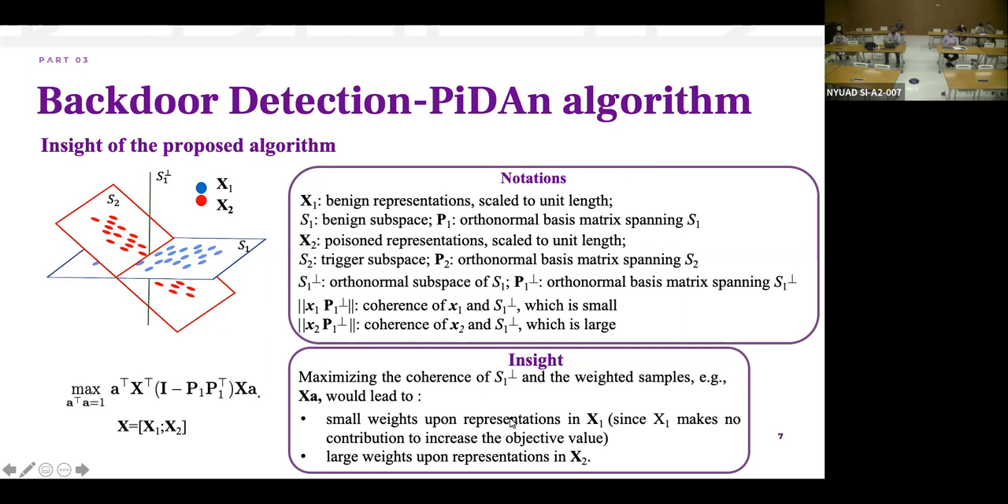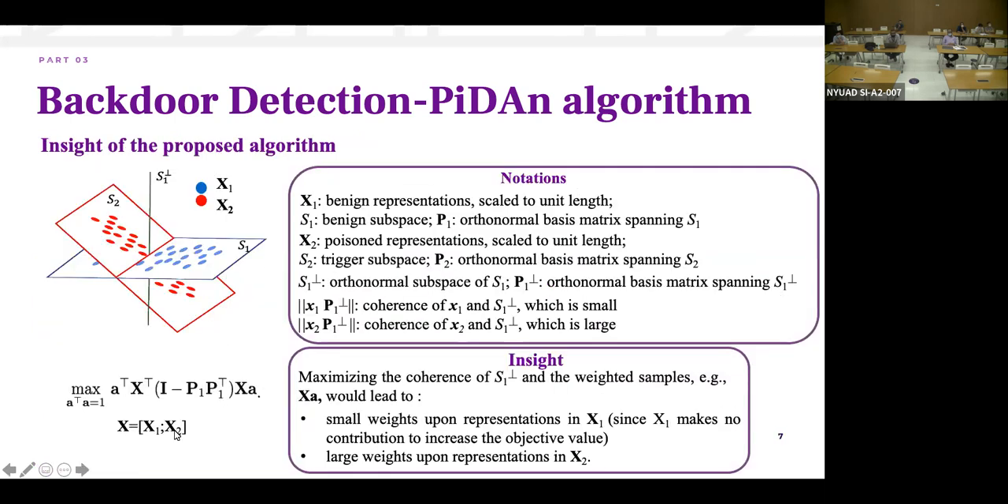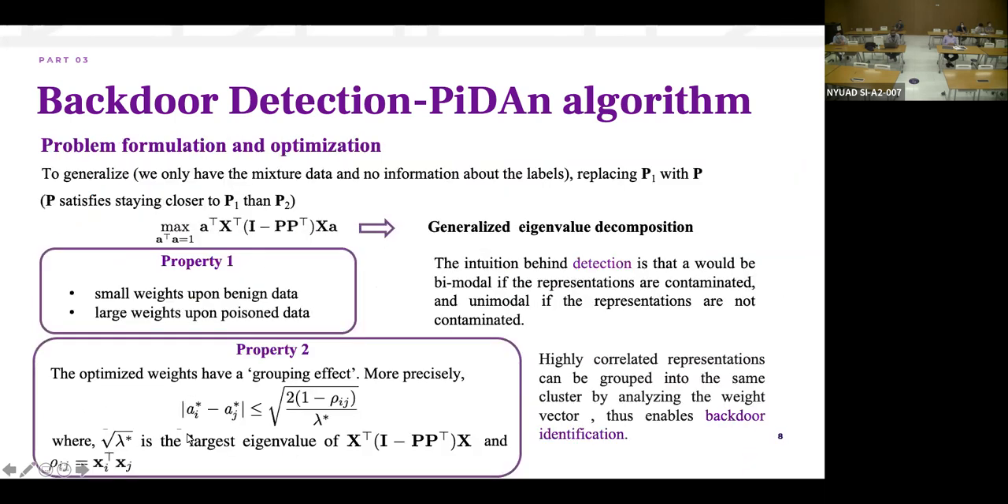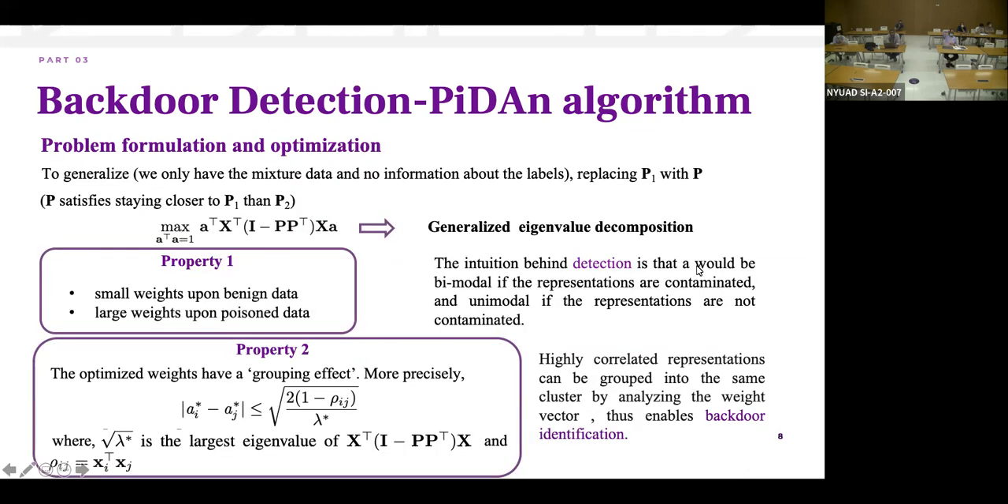This is the insight of our algorithm, but actually we just have the mixed data, including X1 and X2, and we have no information about labels. So we don't have the P1 that is valid as well. So we have to estimate P1. We replace P1 with P, and P should satisfy that it should be closer to P1 than P2. Then we formulate.